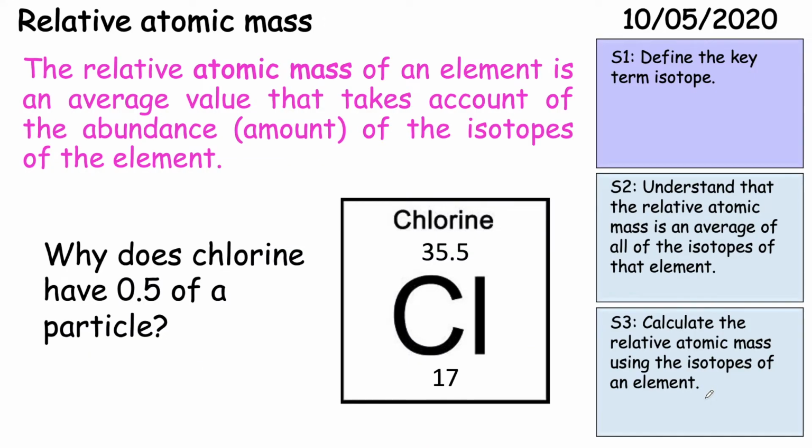So today we're going to look at the relative atomic mass of an element. And this is the average mass of every isotope of that element. And we're going to look at what an isotope is on the next slide. But before we look at what an isotope is, it's interesting to look at chlorine. Now chlorine's relative atomic mass is 35.5. Where does this 0.5 come from? Because you can't have half a particle.